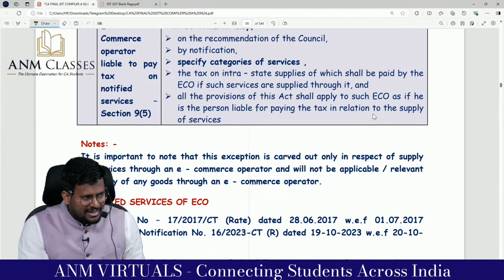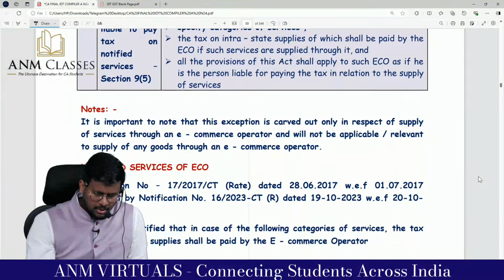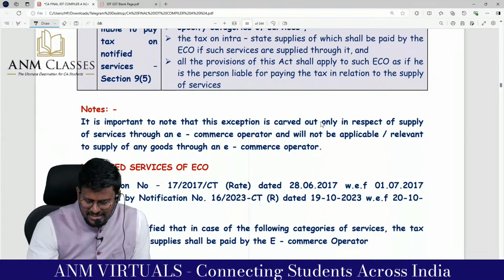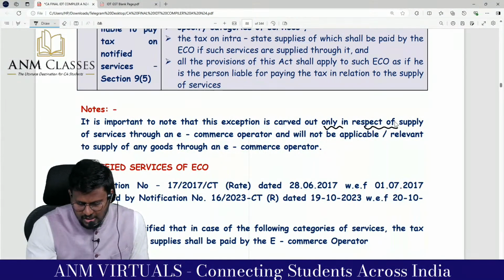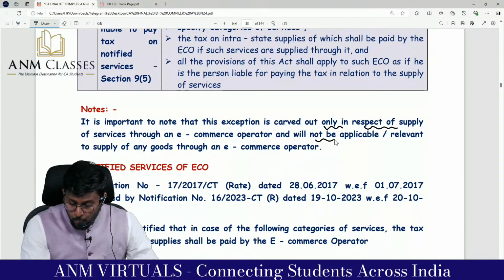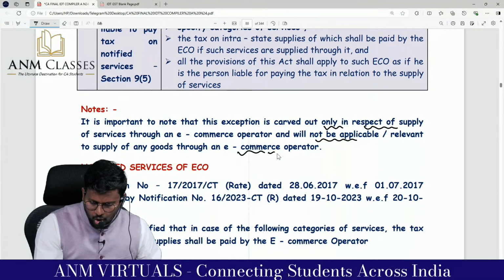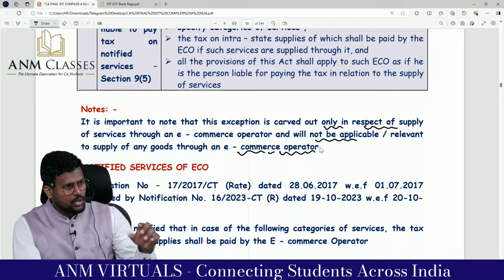Right? Section 9(5), isn't it? So it is important to note that this exception is carved out only in respect of supply of services through an e-commerce operator, and will not be applicable or relevant to supply of any goods through an e-commerce operator. Are you comfortable?